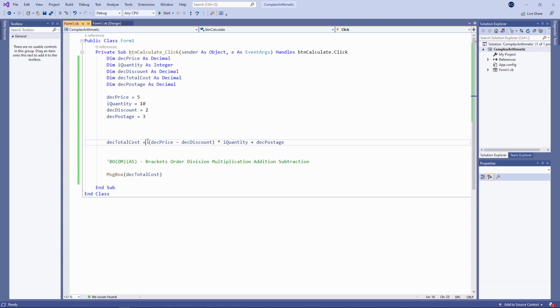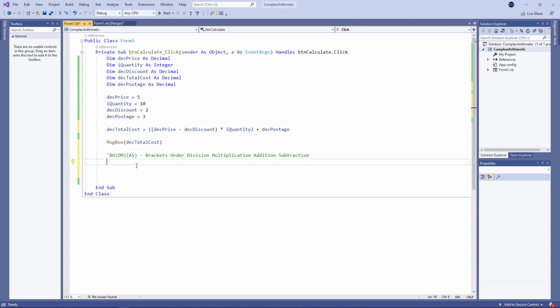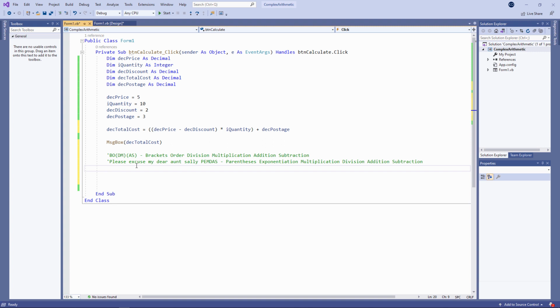So for example, I might do this. I'm saying do all of this first and then add the postage at the end. Something else you may have come across is this. PEMDAS. This stands for parentheses, exponents, multiplication, division, addition and subtraction. It's essentially the same thing as BODMAS. You might have noticed that the M and the D are the other way around. But that just makes the point that the order of operations, when it comes to division and multiplication, is irrelevant.